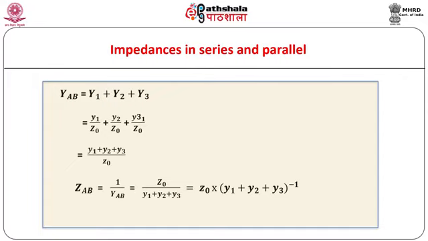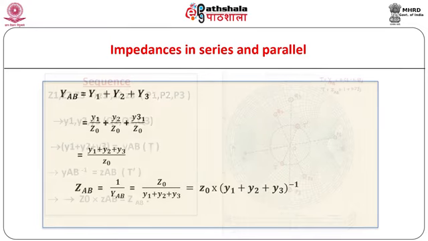The term characteristic impedance is used in connection with transmission lines. Here, in connection with electrical networks, let us use the term normalizing impedance Z0. Its value can be selected as per our convenience.